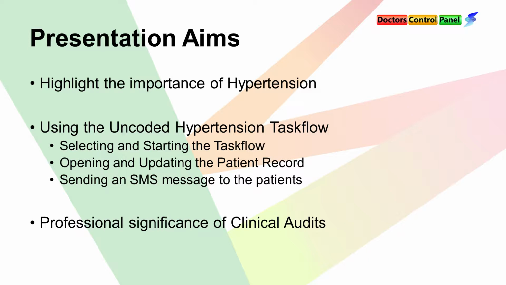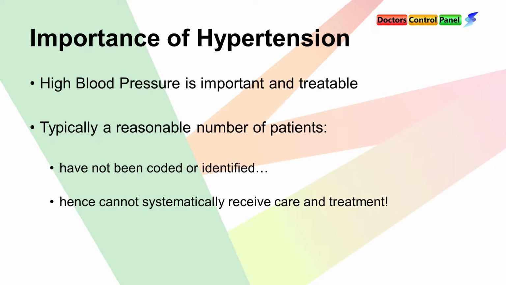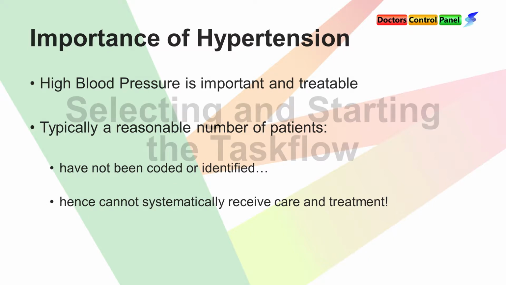I'm just going to be walking through a hypertension workflow that we've set up in Doctor's Control Panel. So high blood pressure is a really important and treatable risk factor for a range of cardiovascular disease and chronic kidney disease issues. And in my practice, like probably your practice, there are a reasonable number of people with hypertension that haven't really been coded or identified in our clinical information system, which means that we really can't provide the systematic care that they probably deserve.